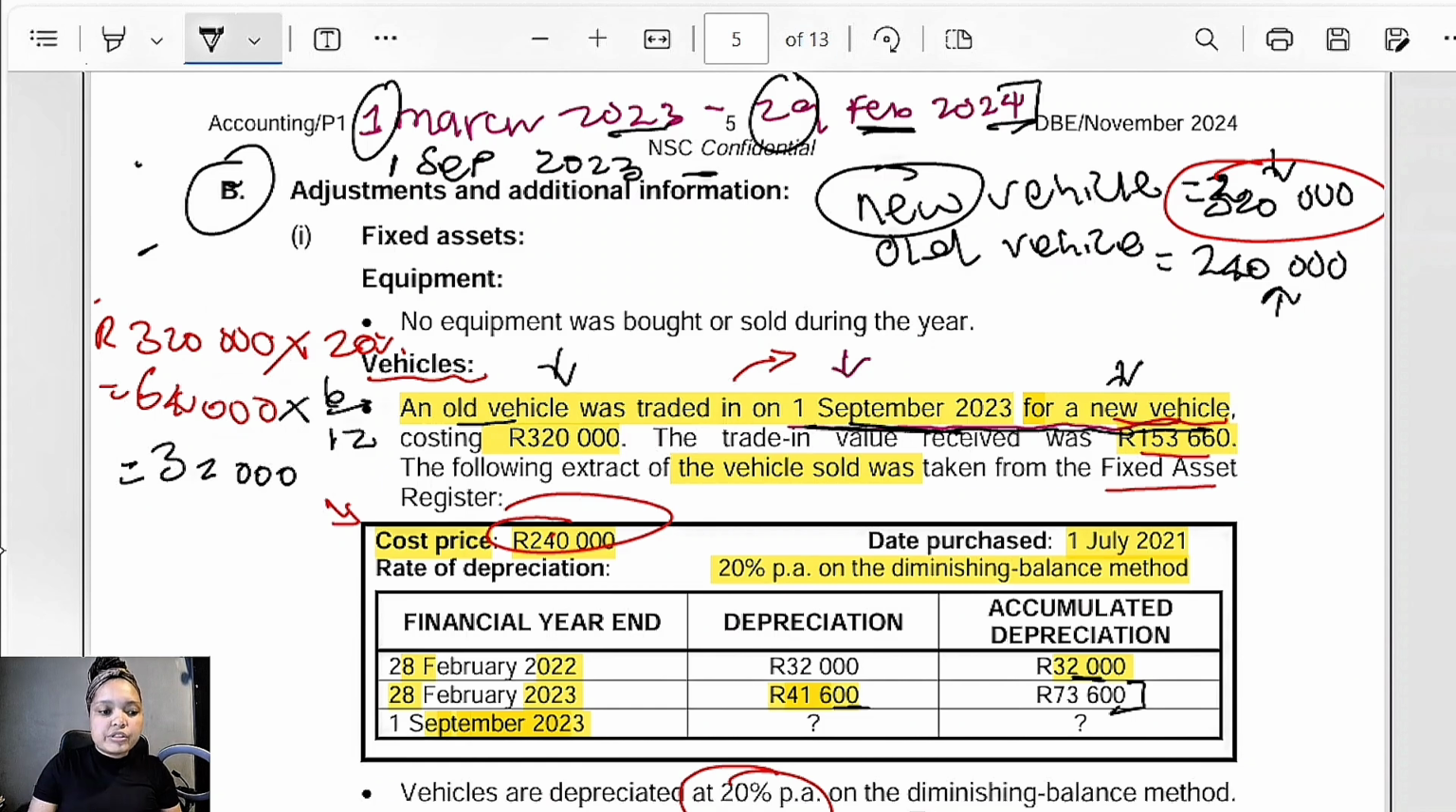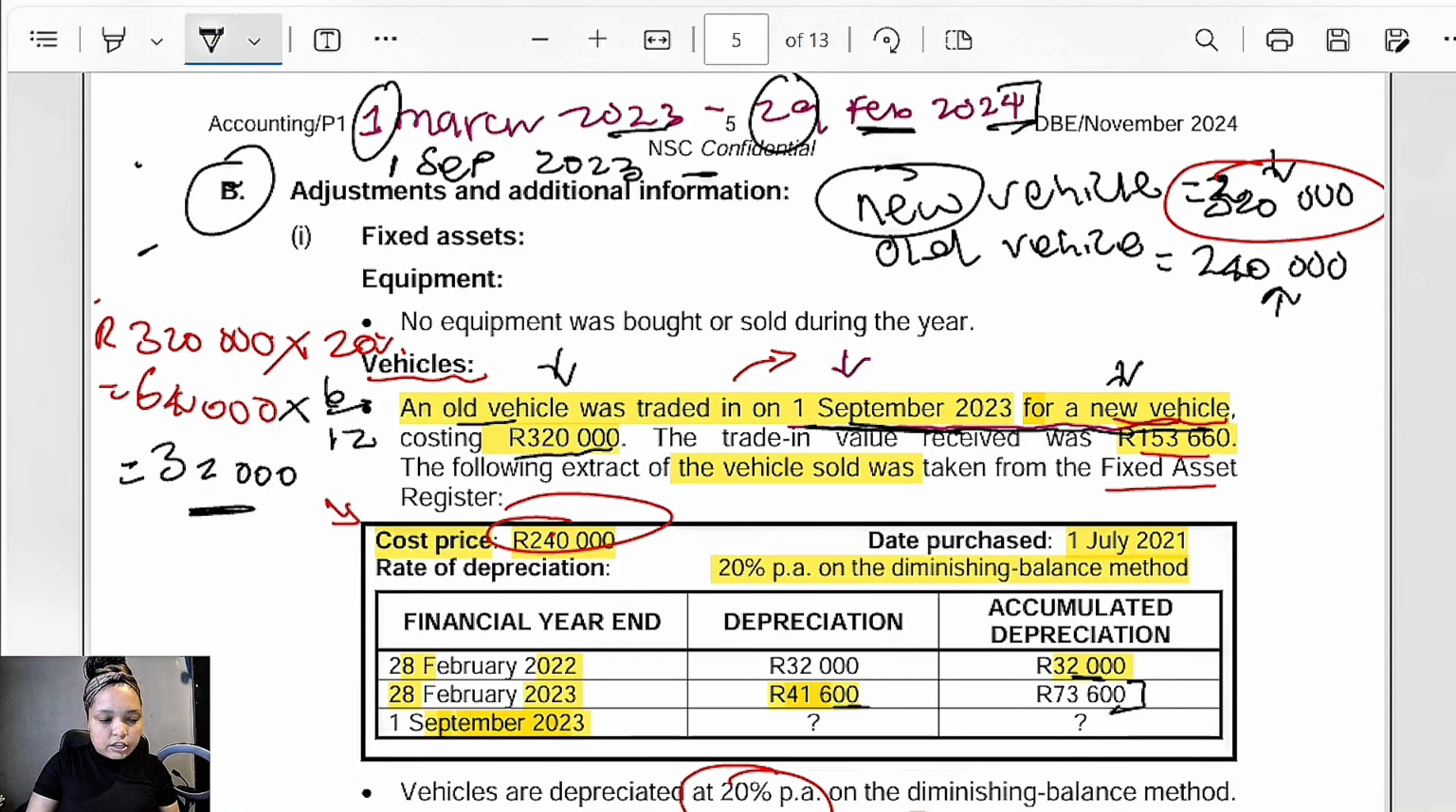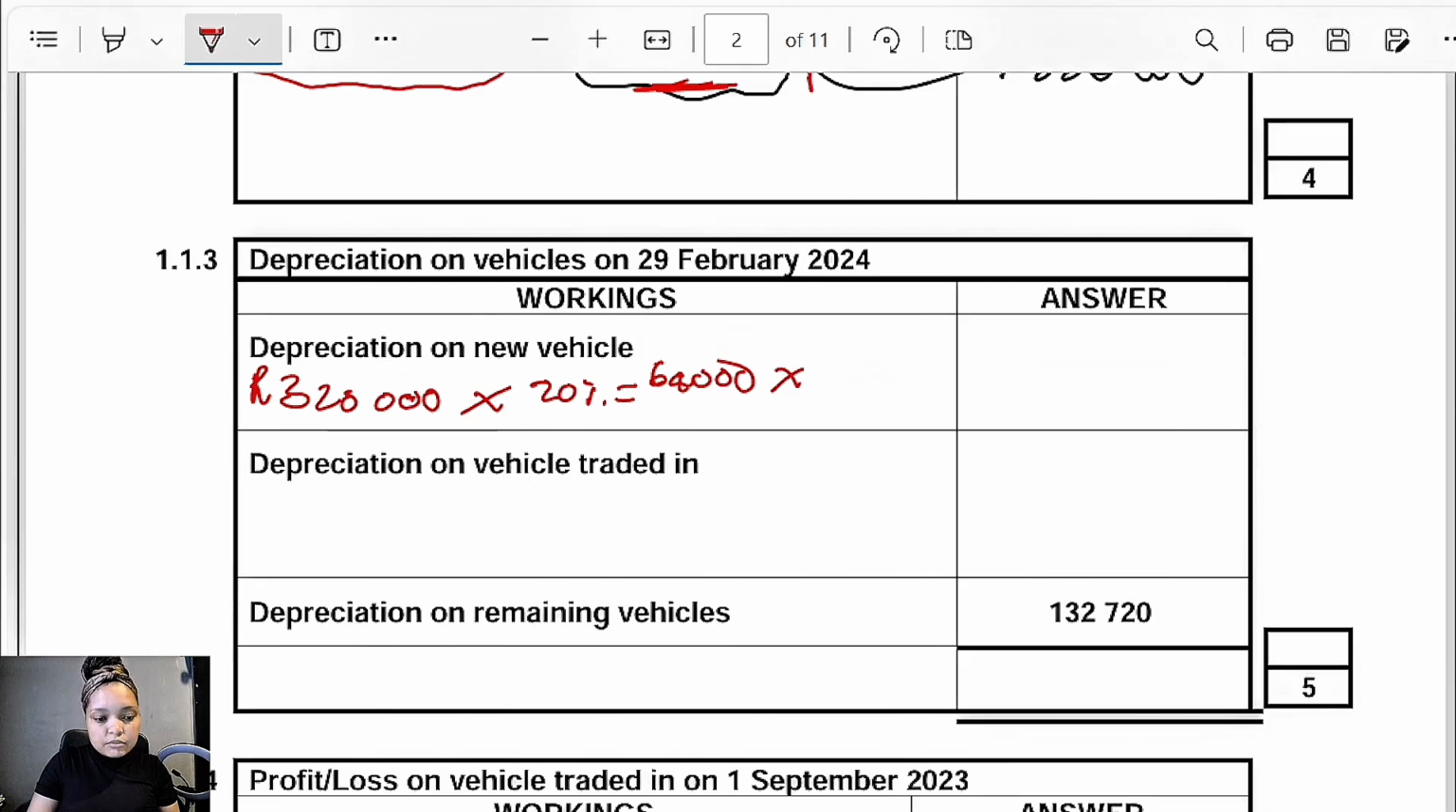32,000 rands. So this 32,000 rands is a total amount of depreciation worth 6 months of the new vehicle that cost us 320,000 rands. Okay, so let me put this into our answer sheet. So depreciation on the new vehicles, the cost price was 320,000 rands times 20%. Remember, the depreciation rate was times 20%. It gave us an amount of 64,000 rands. Let me double check. Yes, it gave us 64,000 rands, and then I have to times this amount by 6, which is 6 months divided by 12, and it gives us 32,000 rands.